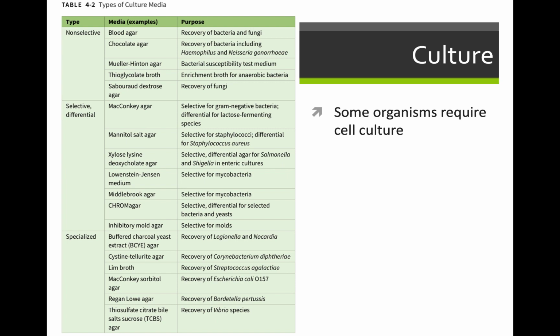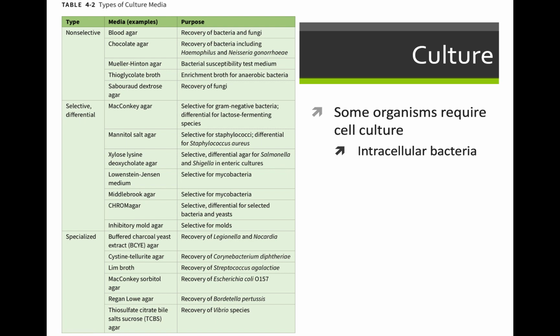We also have selective, differential, and selective and differential media. Some of them are shown here. And then there are specialized types of media that grow only certain types of bacteria. For example, we could recover only E. coli, we could recover only Streptococcus, only Corynebacterium, only Vibrio. So these types of specialized media are useful when you have a good idea of what that infection might be.